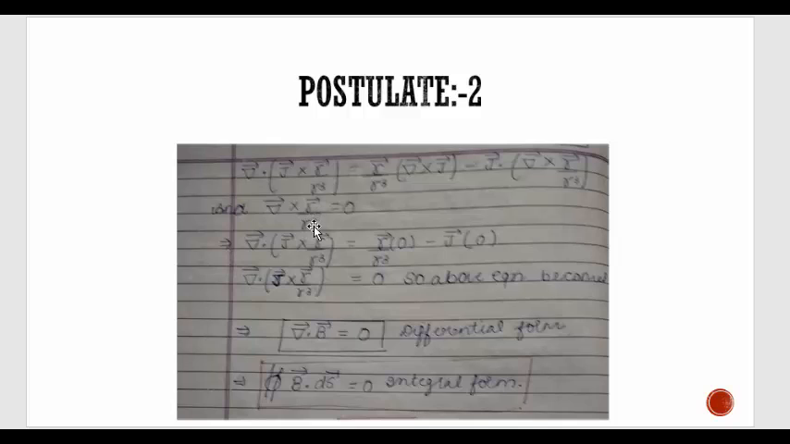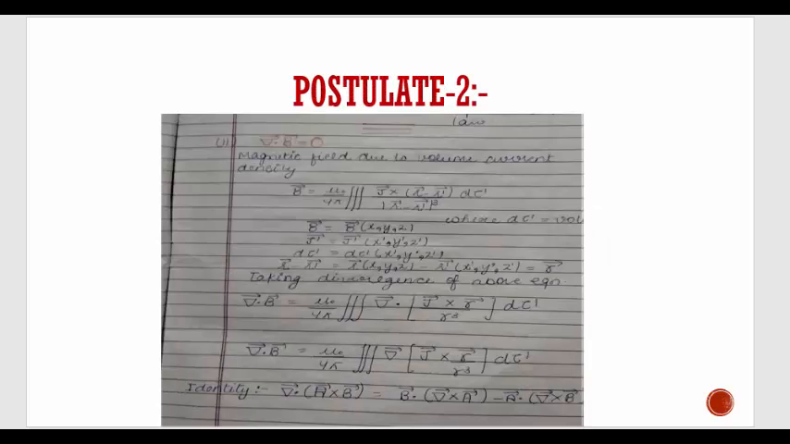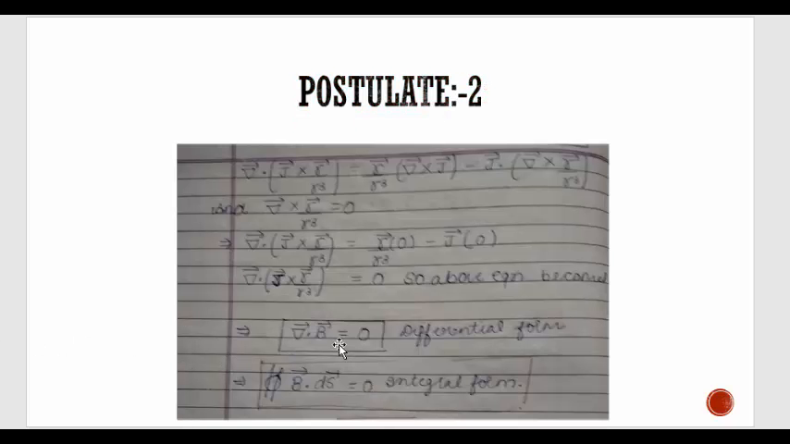As we know, del cross R vector upon R cube is equal to 0. Similarly, del cross J is equal to 0 because J has components x dash, y dash and z dash, and del has components x, y and z. So we will get del dot J vector cross R vector upon R cube is equal to 0. So in the above equation, the value of this is equal to 0. After substituting this value, we get 0, meaning del dot B is equal to 0, and this is known as the differential form of the second postulate of magnetostatics.